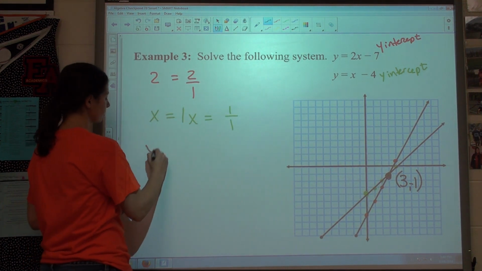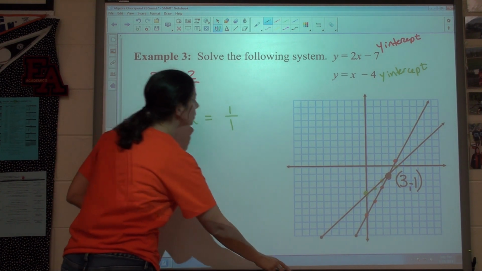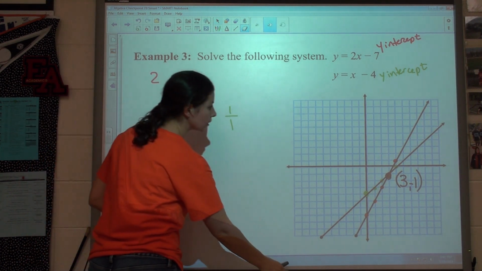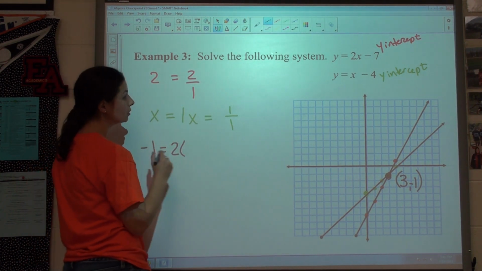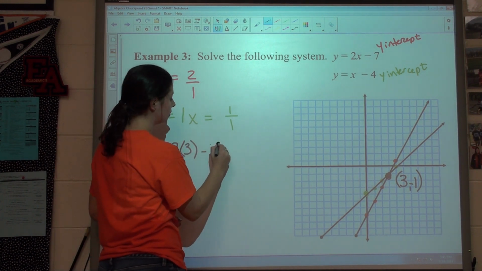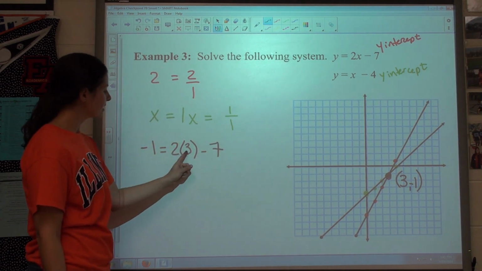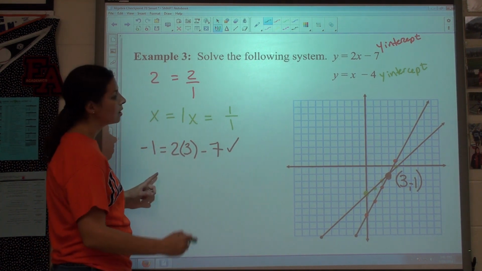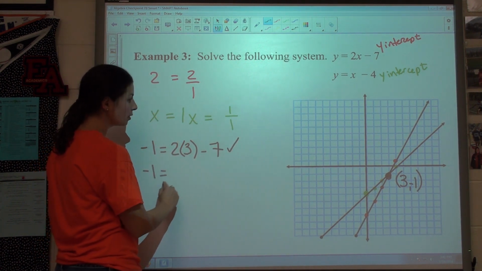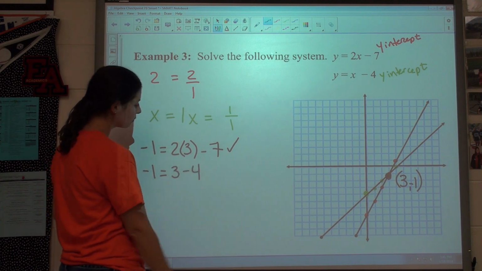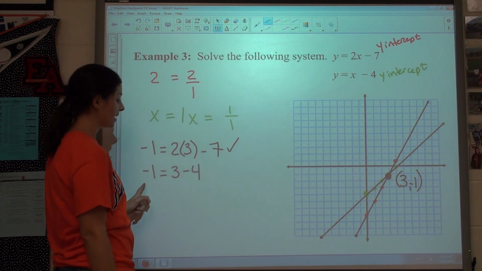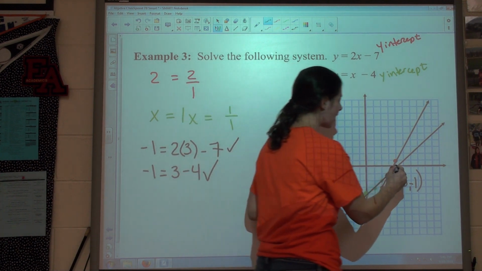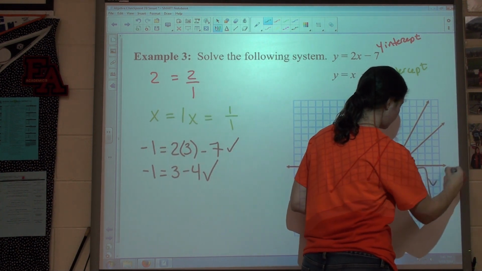So let's check our answer really quickly. So I have negative 1 should equal 2 times 3 minus 7. 2 times 3 is 6. 6 minus 7 is negative 1, so it works for that one. And then for my other one, I have negative 1 equals 3 minus 4. 3 minus 4 is negative 1, so it works. So again, I have my final answer.